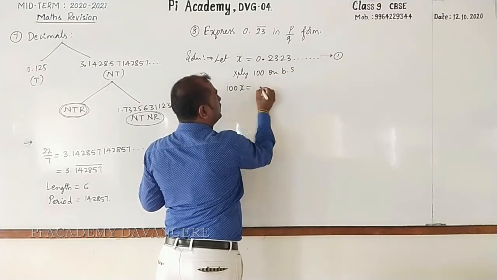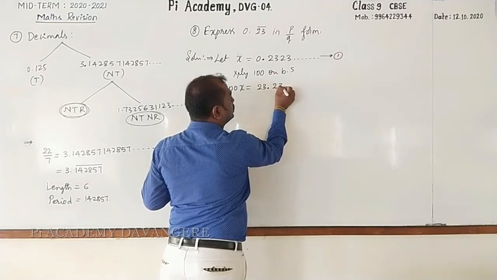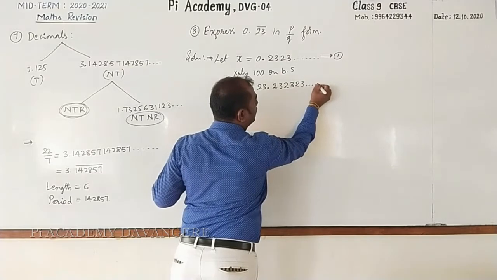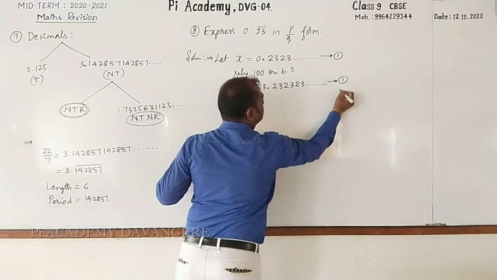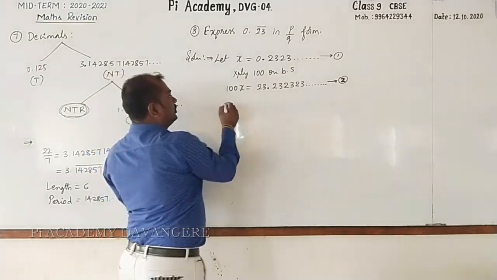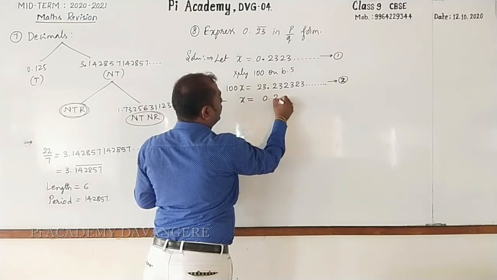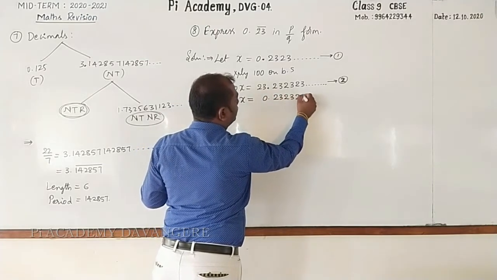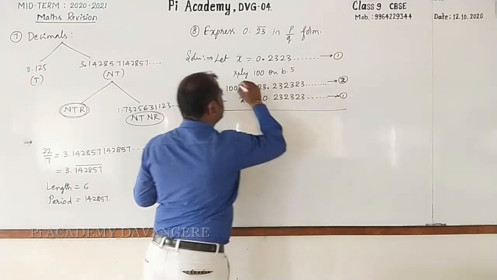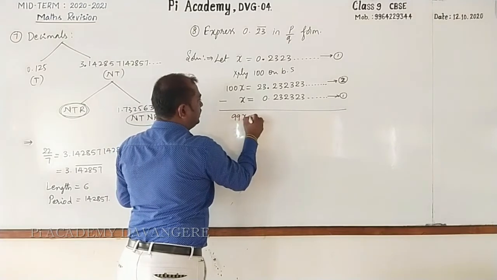100 multiplying, it becomes 23.232323 and so on. Call this as 2. Now subtract 1. 1 into x is equal to 0.232323 and so on. Now subtract this, 100x minus 1x, it is 99x.